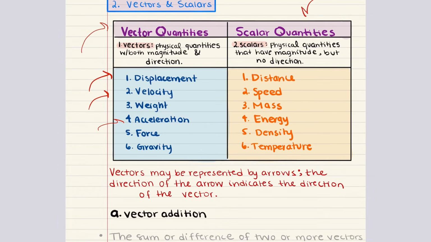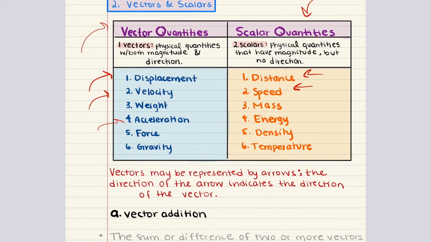Now, scalar quantities, by contrast, they describe magnitude without a directional component. Distance, for example, tells us how much ground an object has covered, but it doesn't specify a path or direction. Speed gives us the rate of distance covered per unit of time, but unlike velocity, it does not indicate where the object is heading. Mass, energy, density, and temperature, these are all scalar quantities as well. They provide a quantity or intensity level without indicating a particular direction.